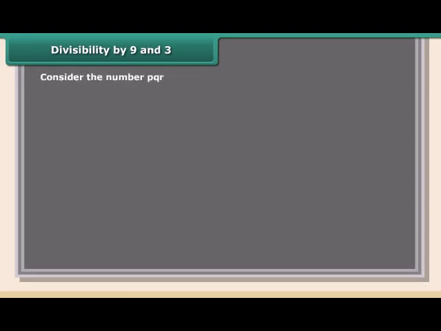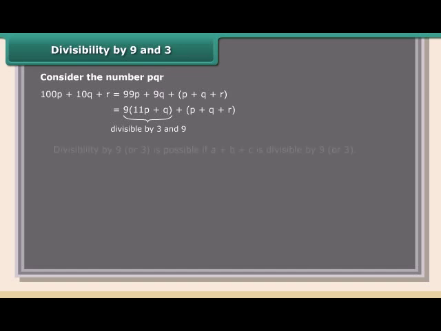Consider the number PQR. 100P plus 10Q plus R is equal to 99P plus 9Q plus P plus Q plus R, which is equal to 9 into 11P plus Q, which is divisible by 3 and 9, plus P plus Q plus R. Divisibility by 9 or 3 is possible if P plus Q plus R is divisible by 9 or 3.